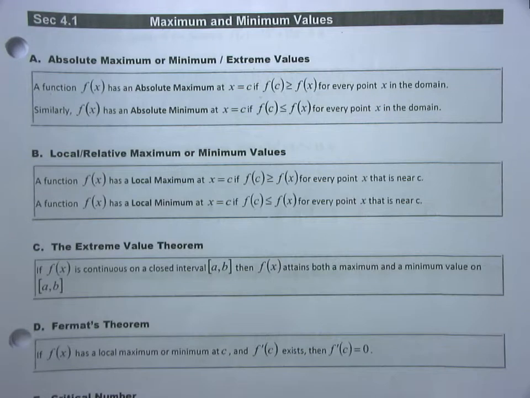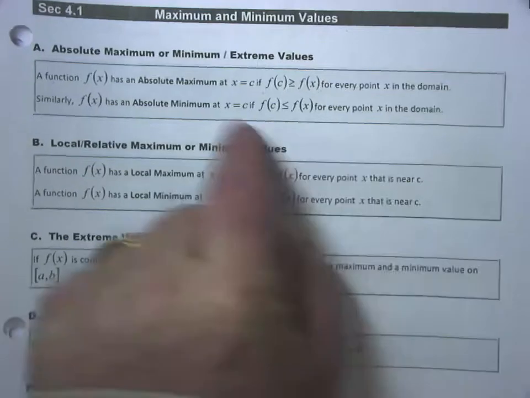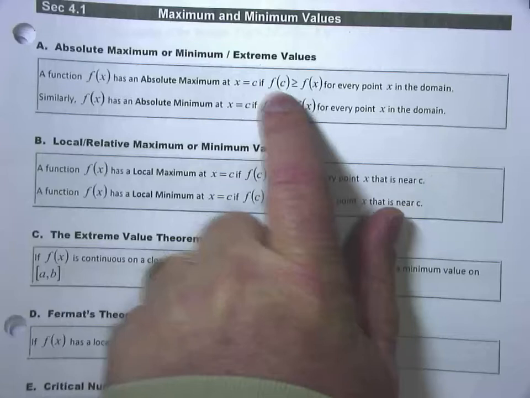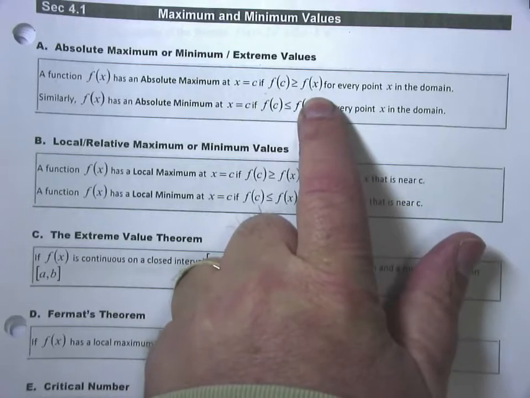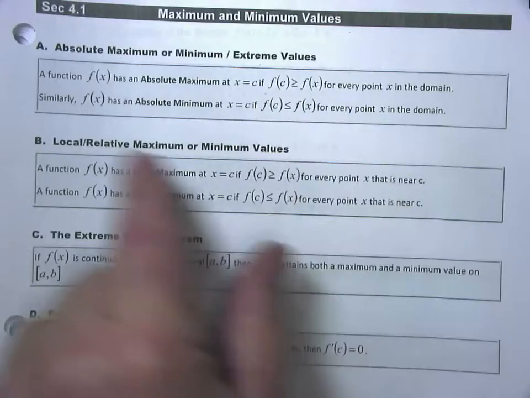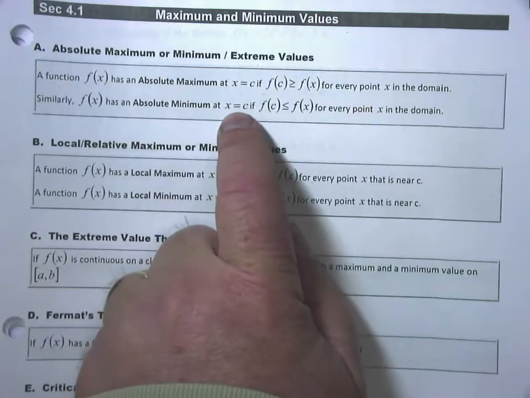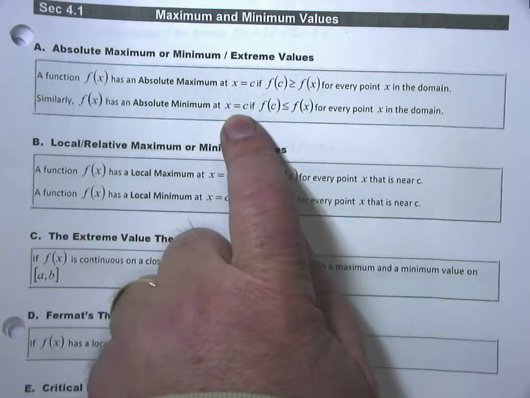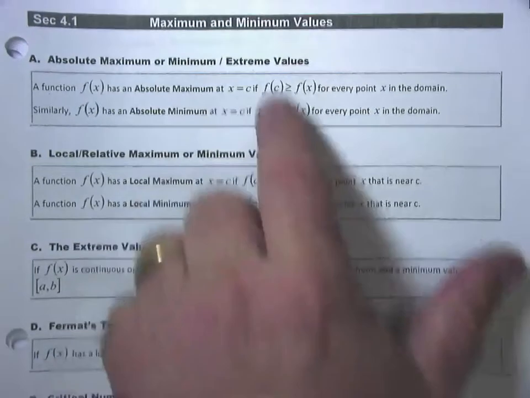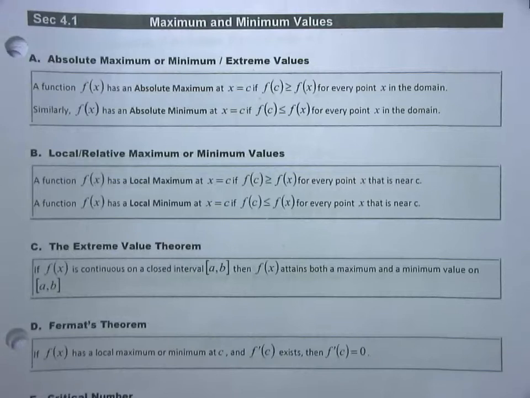What do you think of when you think of absolute maximums and absolute minimums of a particular function? Maximum, you should think high points. Minimum, you should think low points. If you have an absolute maximum, you've got one point that is higher than all the other points. Does that make sense? This is a maximum. An absolute minimum point will be the lowest point. The lowest point for the entire function is plotted at this x equals c. And that's all this is saying. We're talking about absolute maxes and absolute mins.